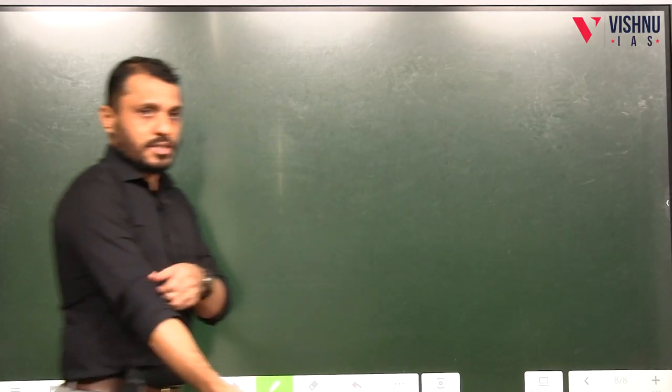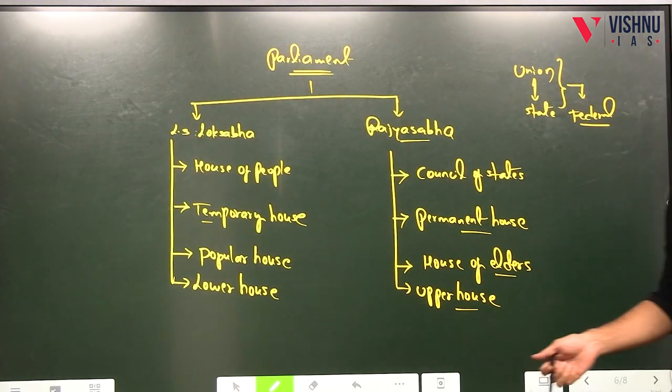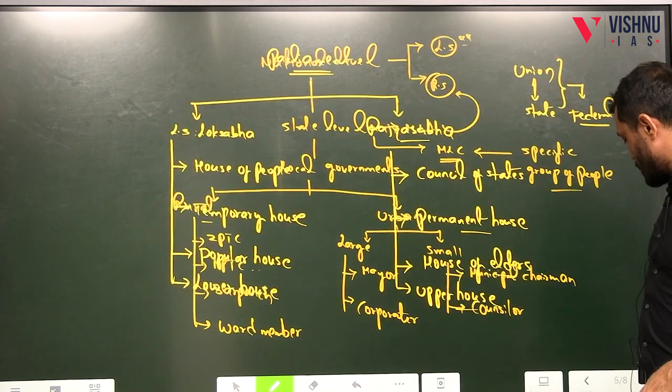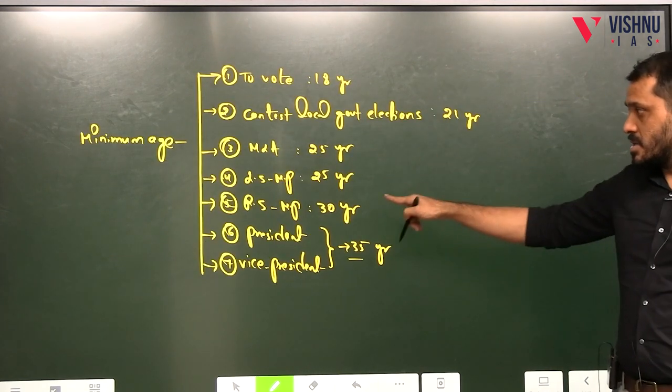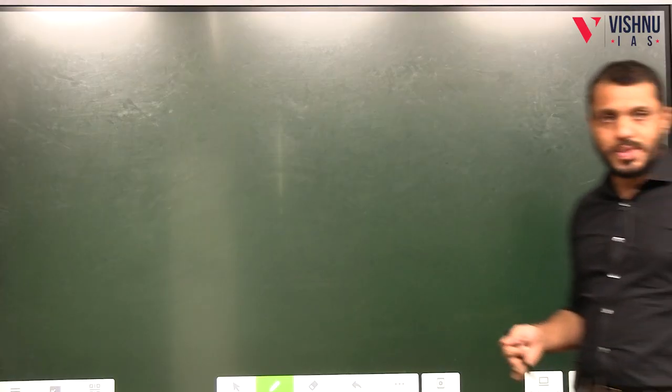Now, next. Upper house is 30 years. MLC is 30 years. You can write it down here. MLC is 30 years. Okay? 30 years. Okay, students.